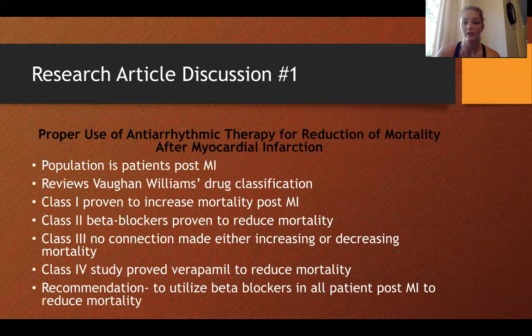Here's a research article that I found interesting in regards to this topic. It reviews the importance of proper use of antiarrhythmic medications and the connection between the classes and the mortality in post-MI patients. The Vaughan-Williams classification system of the antiarrhythmic medications is reviewed in this as well. Basically, the study recommends utilization of beta blockers in all patients post-MI to reduce mortality, and it shows the effects of some of the other classes of medication. Class 1 is proven to increase mortality, class 2 is proven to reduce mortality, class 3 has no connection really, and the class 4 study proved that verapamil actually reduces mortality.